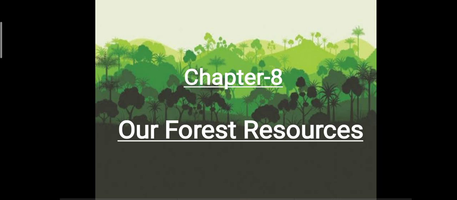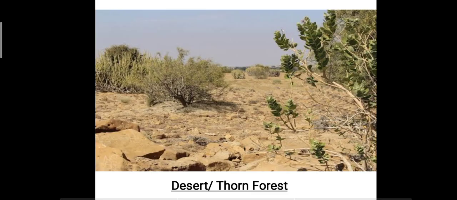So, children, we were learning about the different types of forest which are found in India. And till now, we have read about four different types of forest. First was mountain forest, second was deciduous forest, third was swamp forest, fourth was wet evergreen forest. Today we will learn about the fifth type of forest which are found in India, and the name of that forest is desert forest or thorn forest.